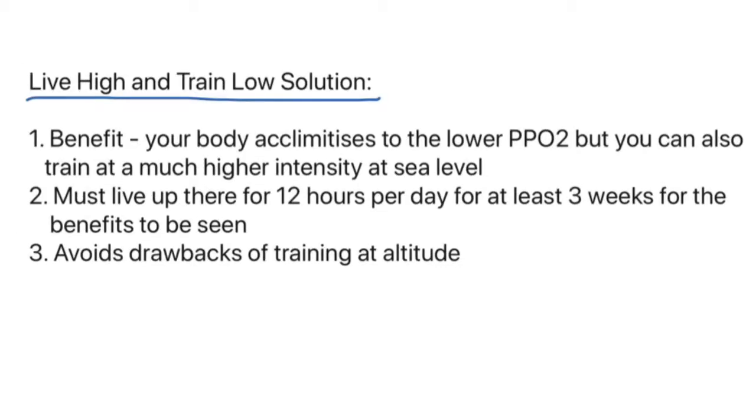So basically, some scientists came up with a solution, and it's called live high, train low. So what's the benefit of this? Your body will acclimatise to the lower partial pressure of oxygen by living up there, but you can also train at the high intensity that's required to be constantly improving, down at sea level. But you have to live up there for 12 hours a day for at least 3 weeks for the benefits to be seen. And, at the end of the day, not everyone can afford to go and live in the mountains. It's a very elite thing to do. But on the other hand, it does avoid the drawbacks of training at altitude, which is a positive.